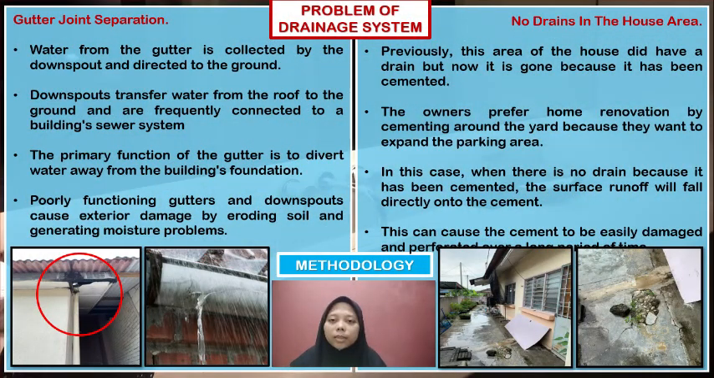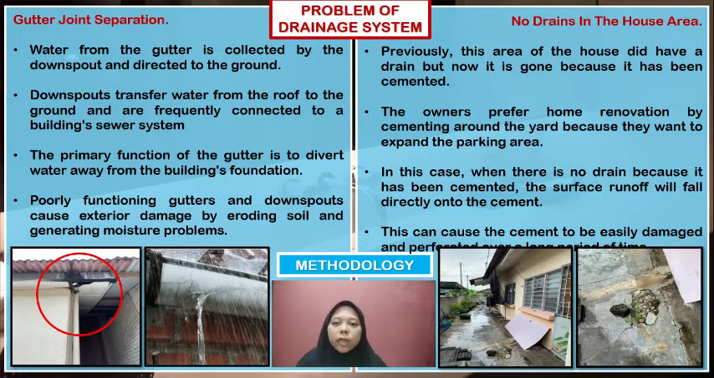Problem of drainage system: gutter joint separation. Water from the gutter is collected by the downspout and directed to the ground. Downspouts transfer water from the roof to the ground and are frequently connected to a building sewer system. The primary function of the gutter is to divert water away from the building's foundation. Poorly functioning gutters and downspouts, such as clogging, can cause exterior damage by eroding soil and generating moisture problems.